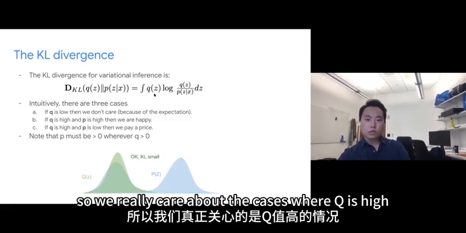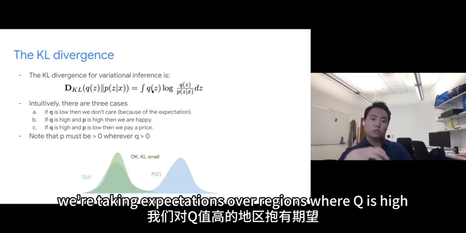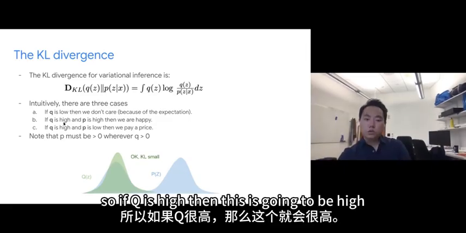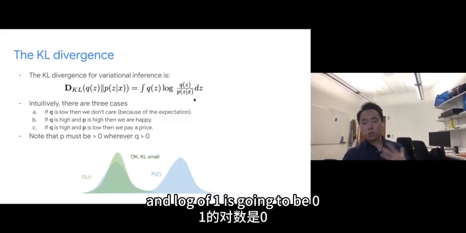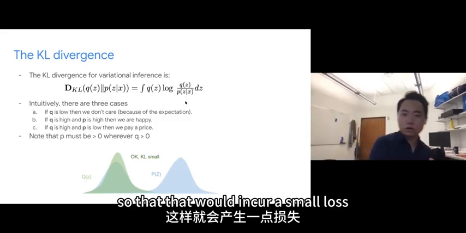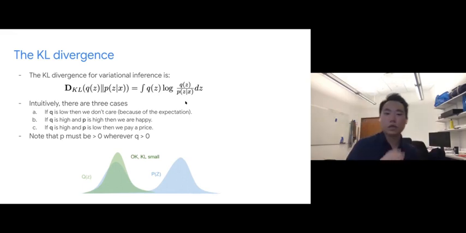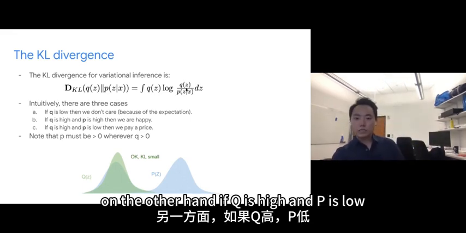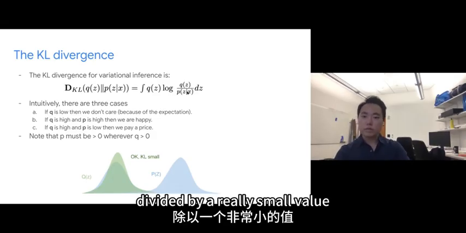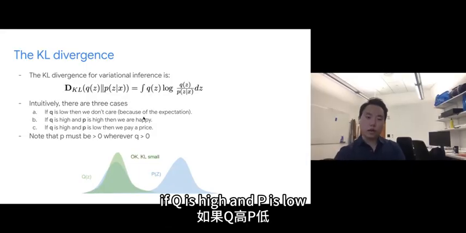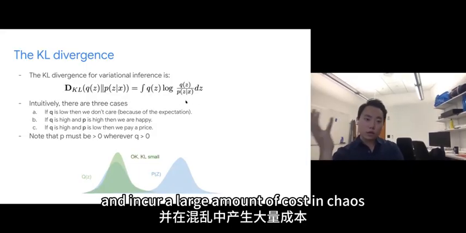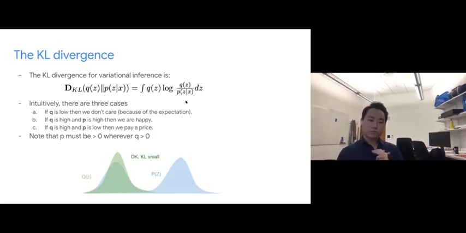So we really care about the cases where q is high. We're taking expectations over regions where q is high. So if q is high, then this is going to be high. And basically, I need this p to be high as well, so that this term is close to 1, and log of 1 is going to be 0. So that would incur a small loss to my KL. On the other hand, if q is high and p is low, we're going to take a large value divided by a really small value. This is going to be huge. And that's when you pay a price. If q is high and p is low, that's when you have to pay a price and incur a large amount of cost in KL.